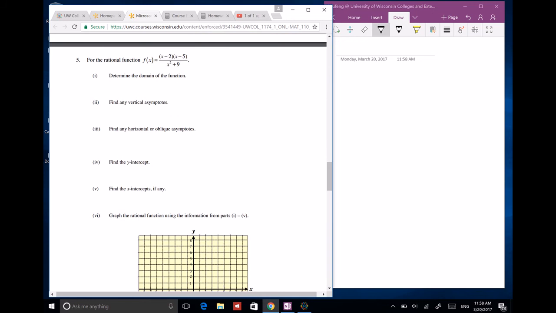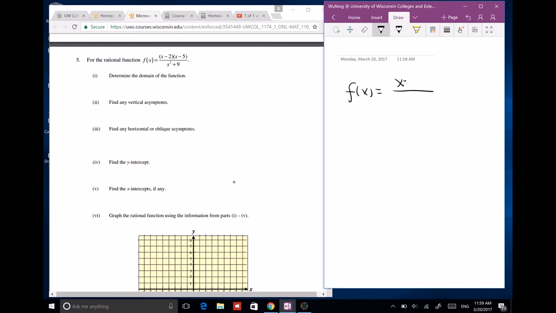Number 5, for the rational function f(x) equals (x minus 2)(x minus 5) over (x squared plus 9), determine the domain of the function. So x squared plus 9 is not equal to 0 for all x in R, because this is positive. Plus a positive number is always positive, so it will never be 0. So the domain is negative infinity to positive infinity.